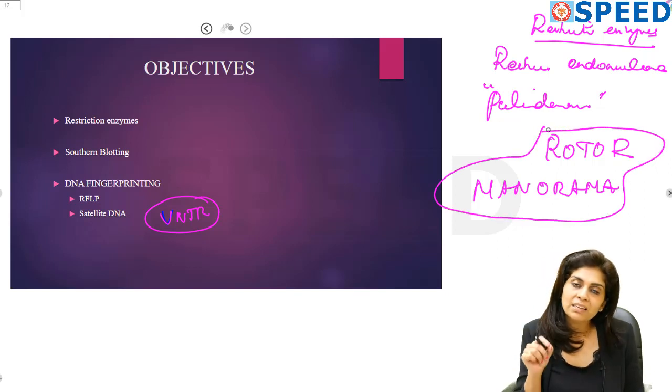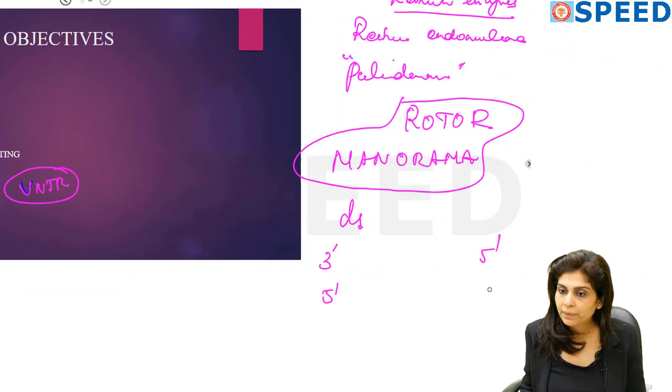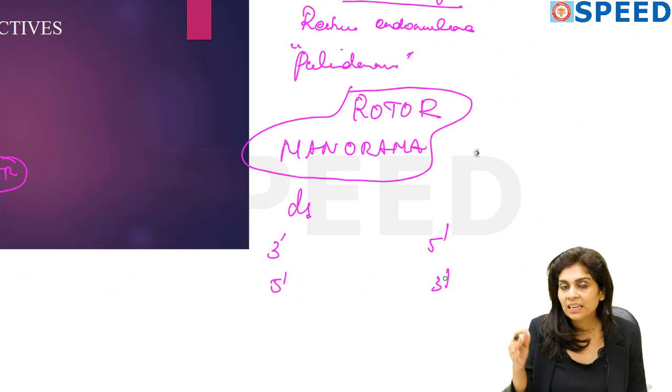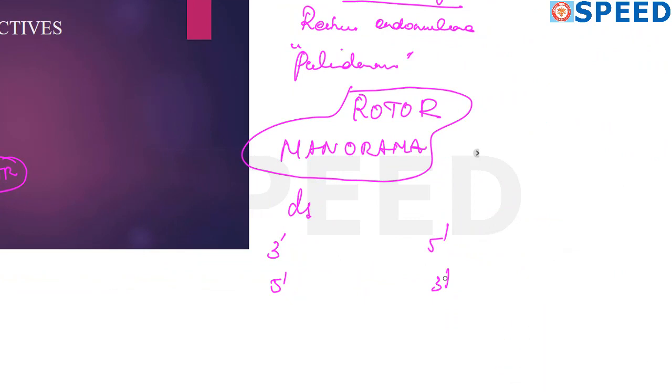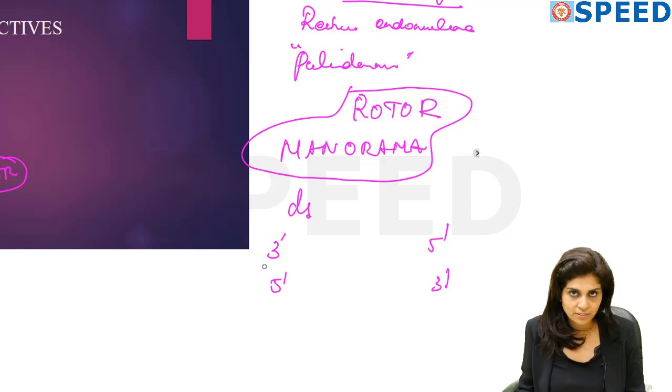Now what is a palindromic sequence? A palindromic sequence is a double-stranded sequence wherein, as the 3', 5' strand sequence, you have the 5', 3' strand sequence read in the reverse direction. Do you understand this? It's a double-stranded sequence wherein, as the 3', 5' strand sequence, you have the 5', 3' strand sequence read in the reverse direction.